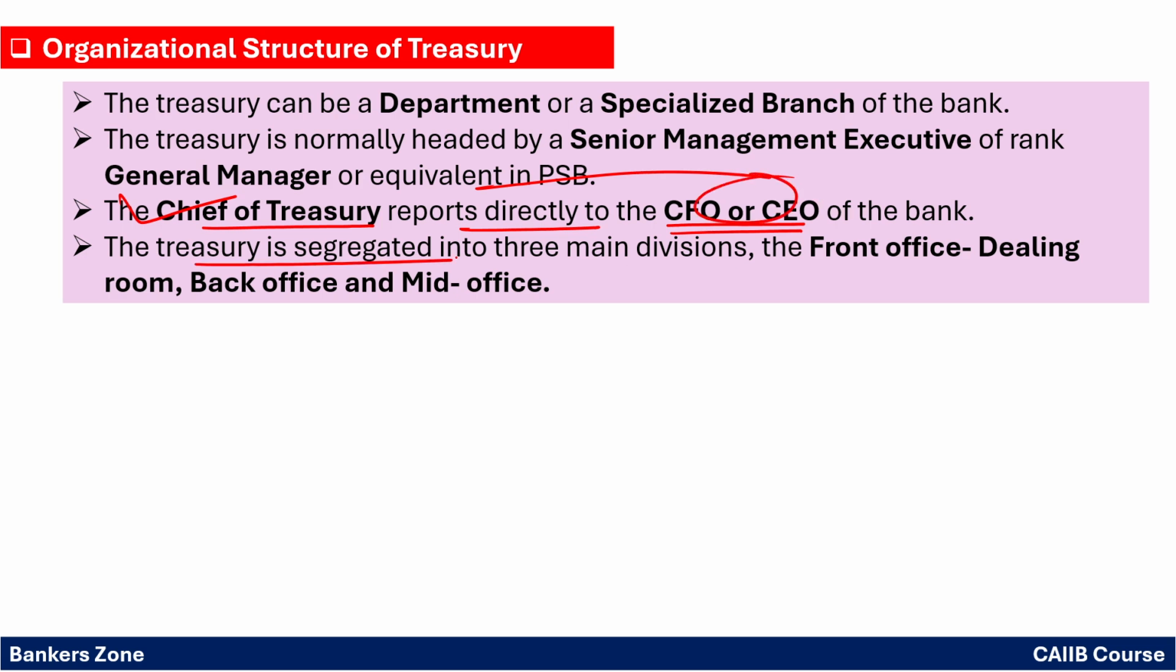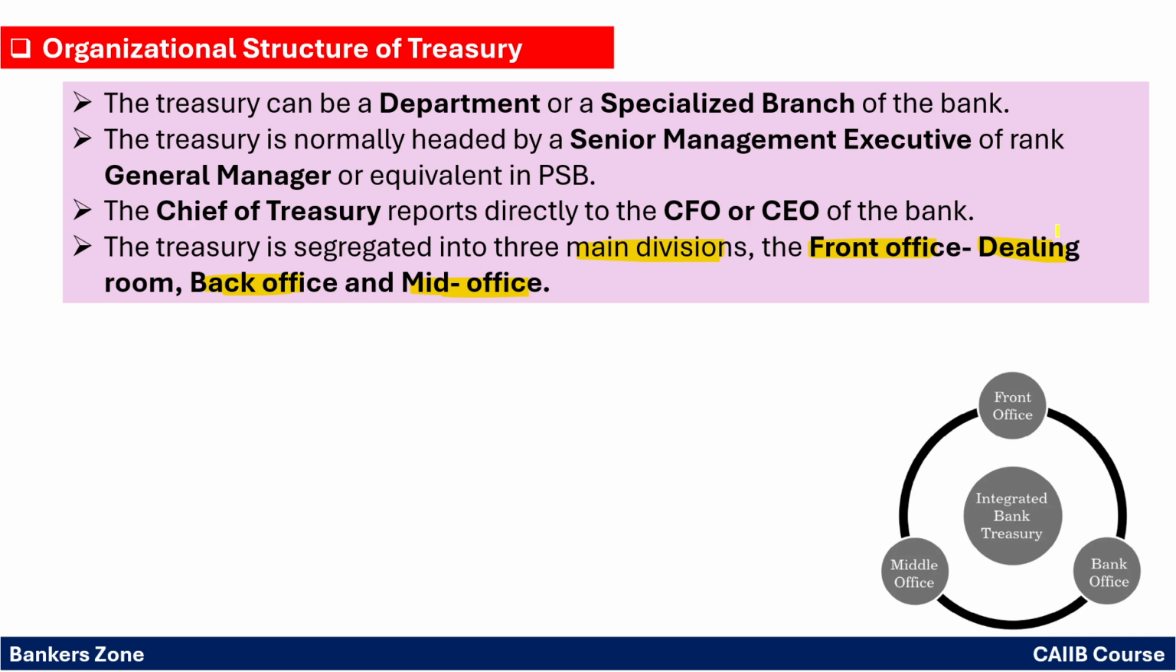So treasury is segregated into three main divisions. What are the three departments we have in treasury? In treasury we have the front office, back office and the mid office. Very simple. Front office is also called the dealing room, right? One by one we will discuss in detail. One thing you remember here itself: treasury has three departments. One is the front office, another is the mid office, and lastly we have the back office.